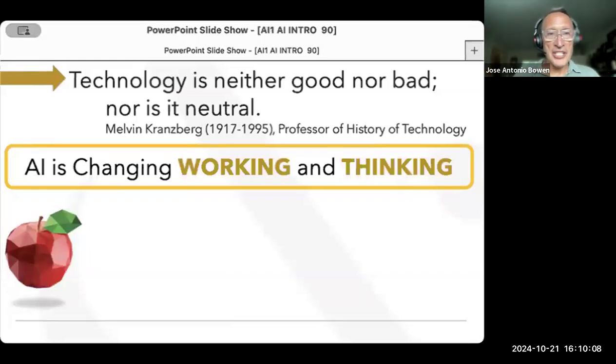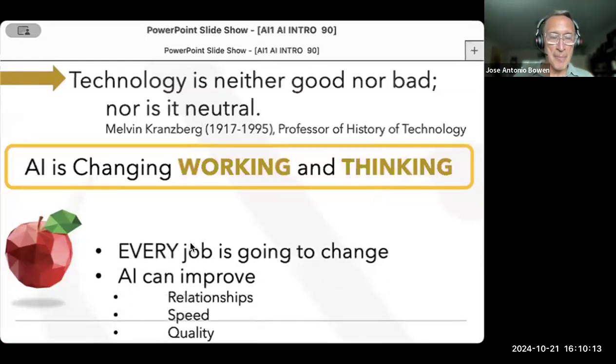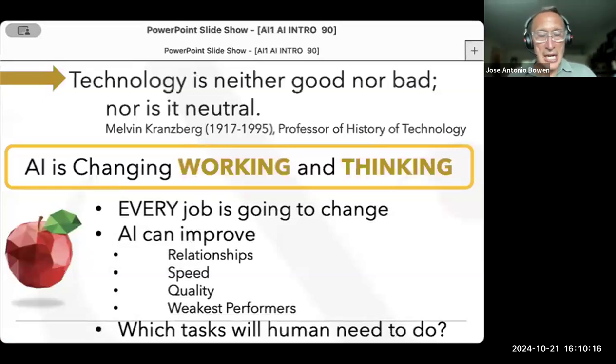So I summarize this: technology is neither good nor bad, but it's also not neutral. Right? There are some bad things coming our way. I'm going to give you a demonstration. But we've learned that every job is going to change, that AI has the ability to improve relationships, to make us faster. I think that our students are going to be asked to be faster and better when they graduate. So I need you to do the job, right? Like my doctor, right? My doctor is not going to be playing more golf. He will probably have to see more patients, but he will spend more time seeing patients and less time doing insurance codes, I think. So which tasks is our primary job?